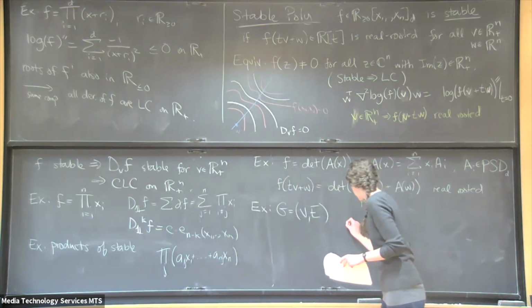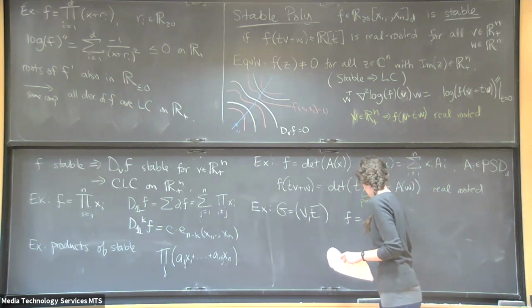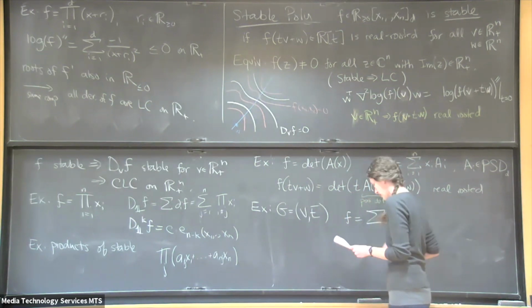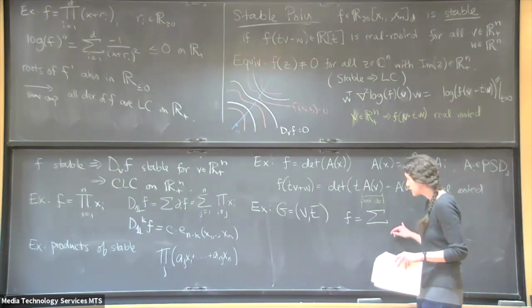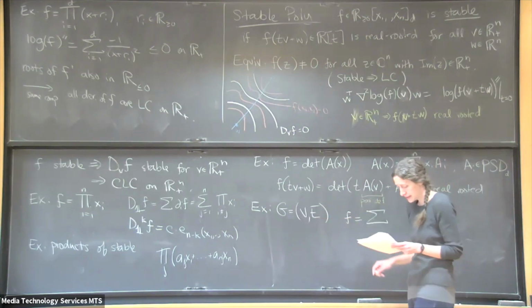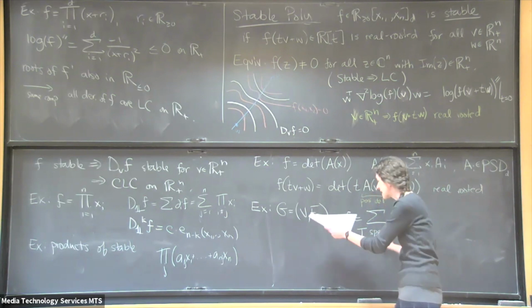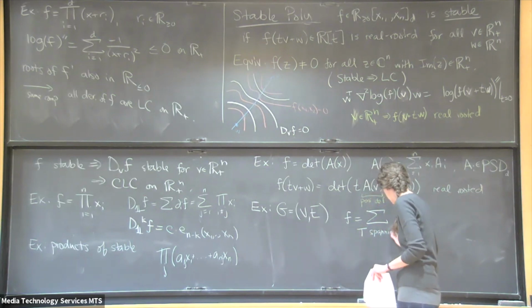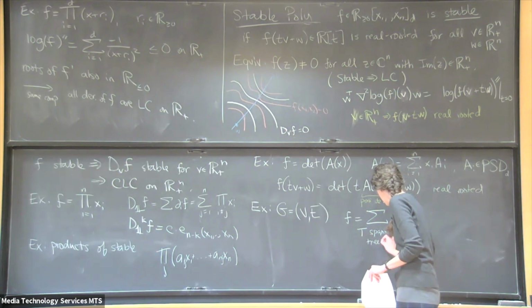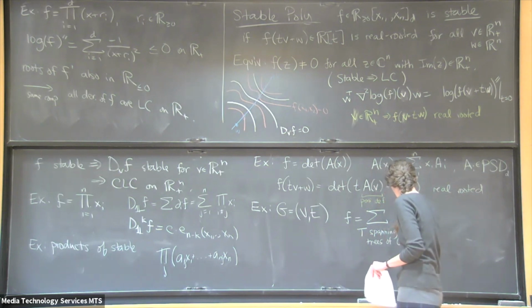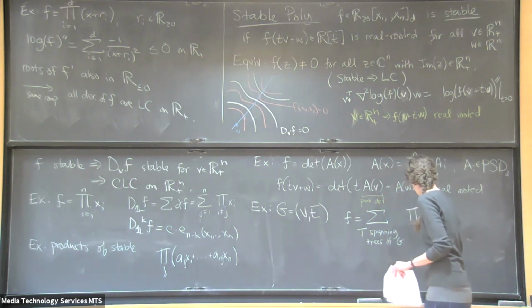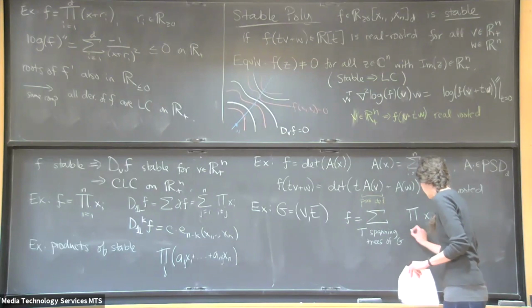I can associate to it a polynomial whose variables will correspond to the edges of the graph, where I take the sum over all the spanning trees. Let's say it's connected. Spanning trees, and just take the product of the variables associated to every edge.